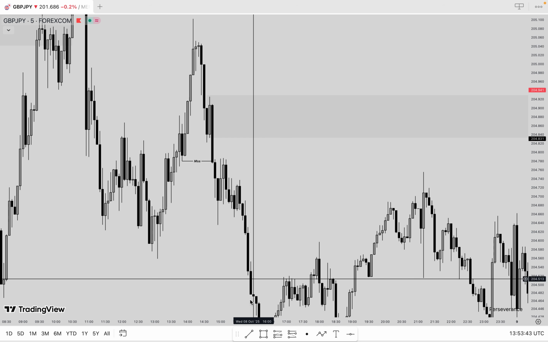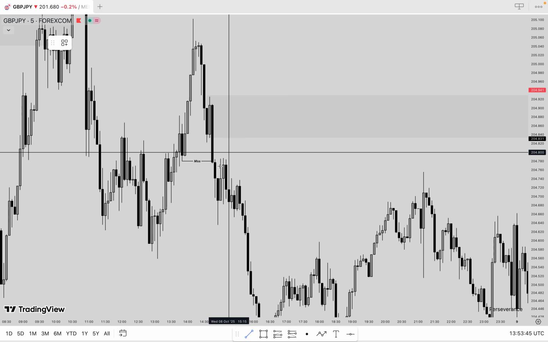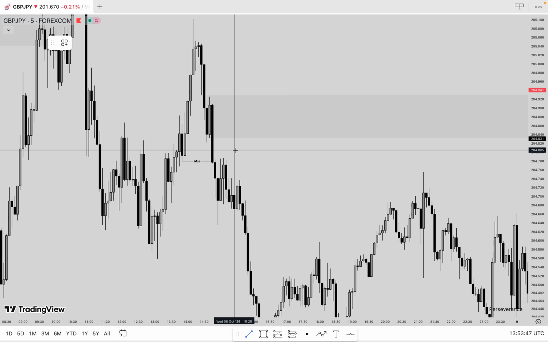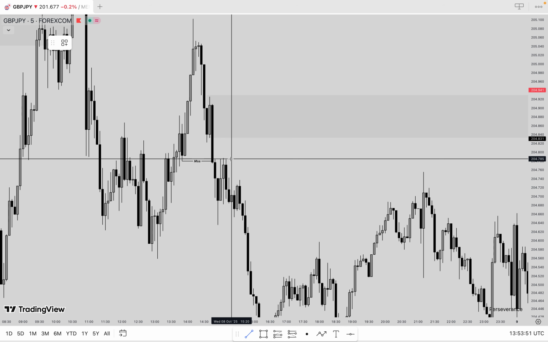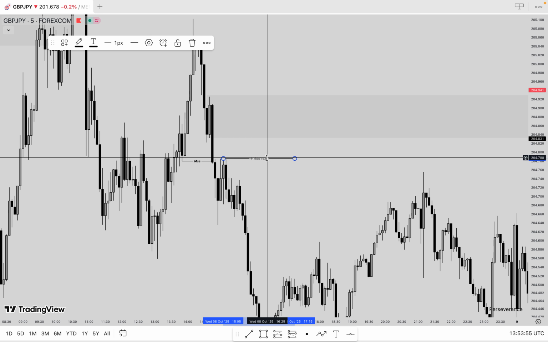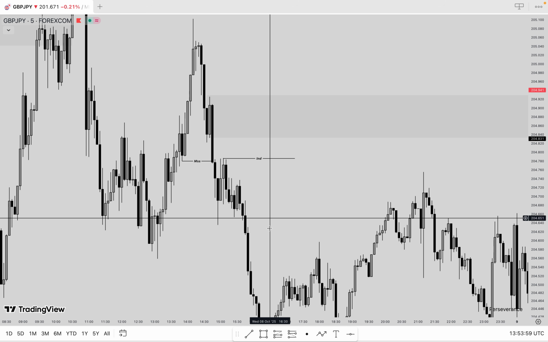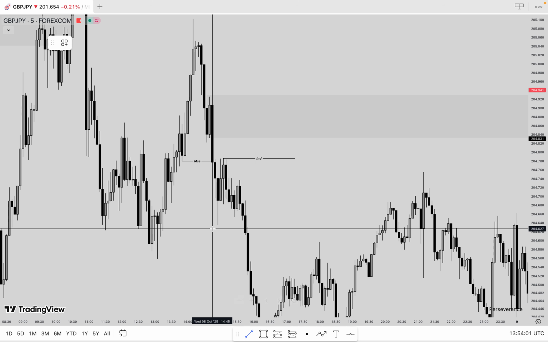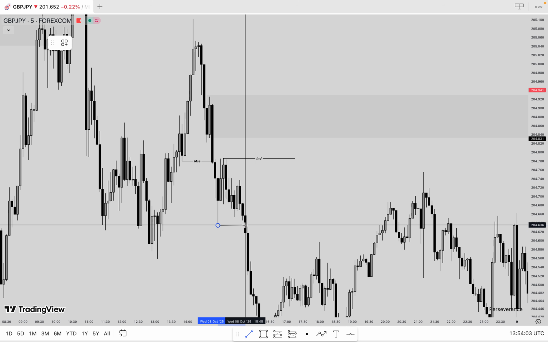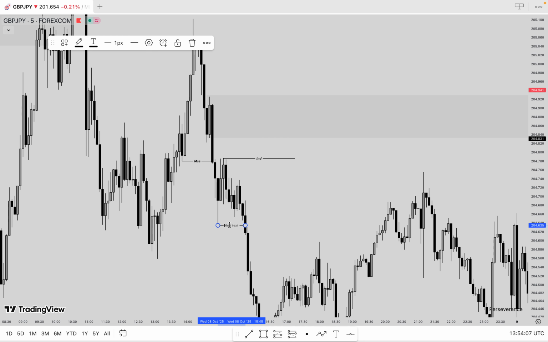Now the next thing we need to see is our inducement, which is the first pullback after a market structure shift or a break of structure, but in this case a market structure shift. So we have this pullback here, which is our inducement. What confirmed this as our inducement is the break of structure. So now we have gotten two confirmations that we are going to enter this trade.